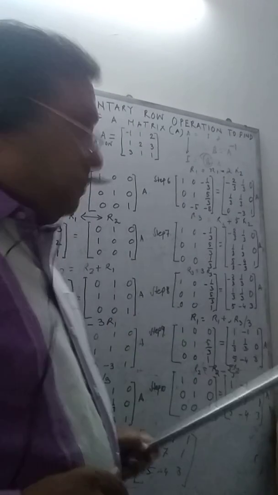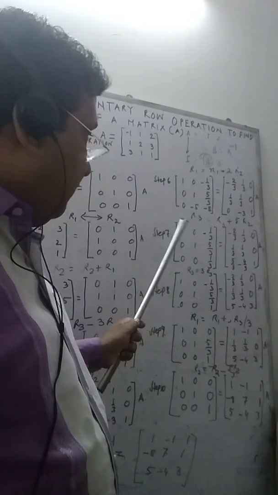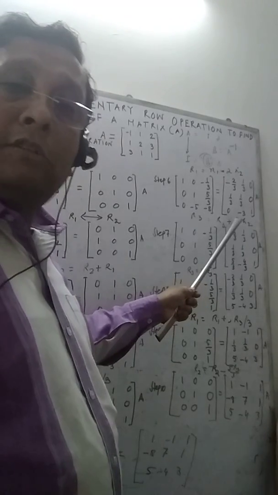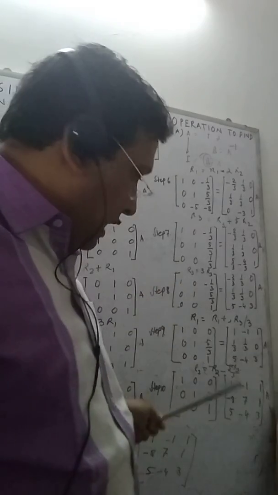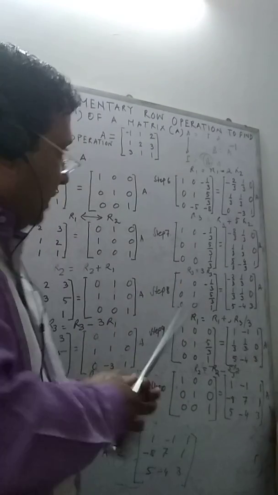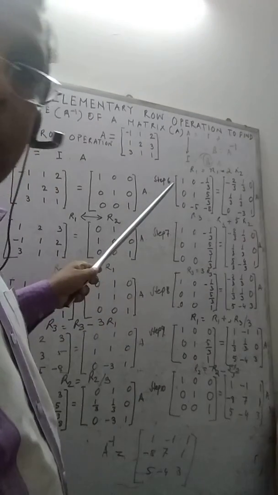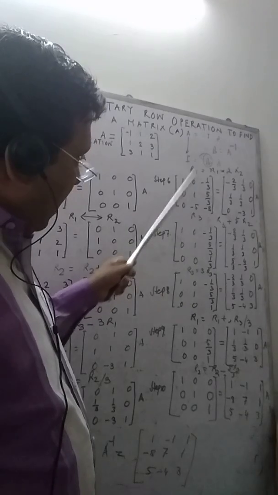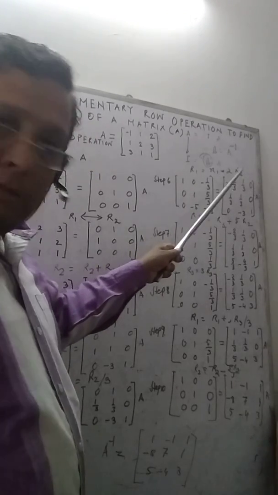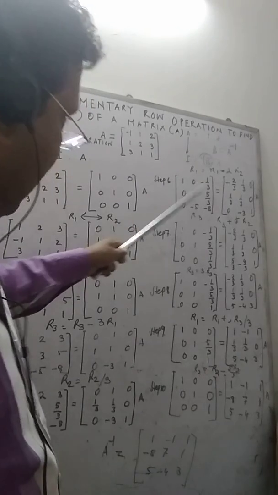Okay, so in my earlier video, I already finished up to here. Because of space problem, I could not finish the other steps. Here you can easily see that in step 6 we have done R1 equals R1 minus 2R2, and this is 1 0 minus 1 by 3, which I already explained.